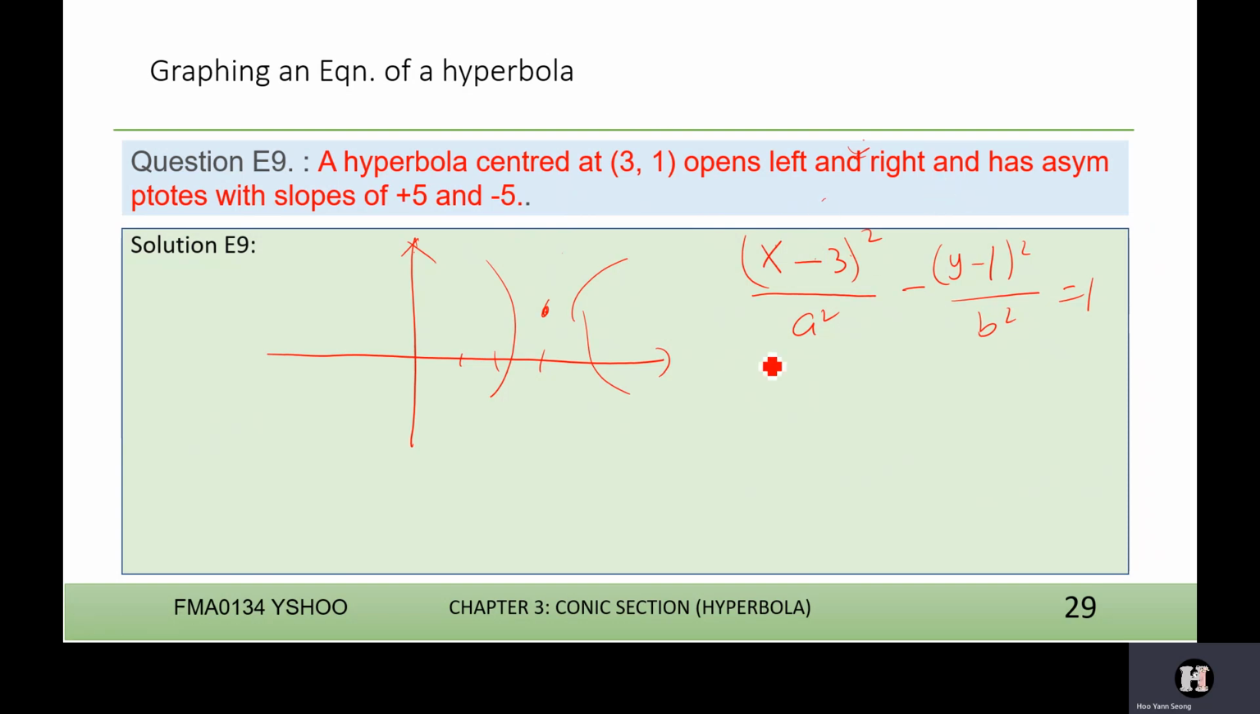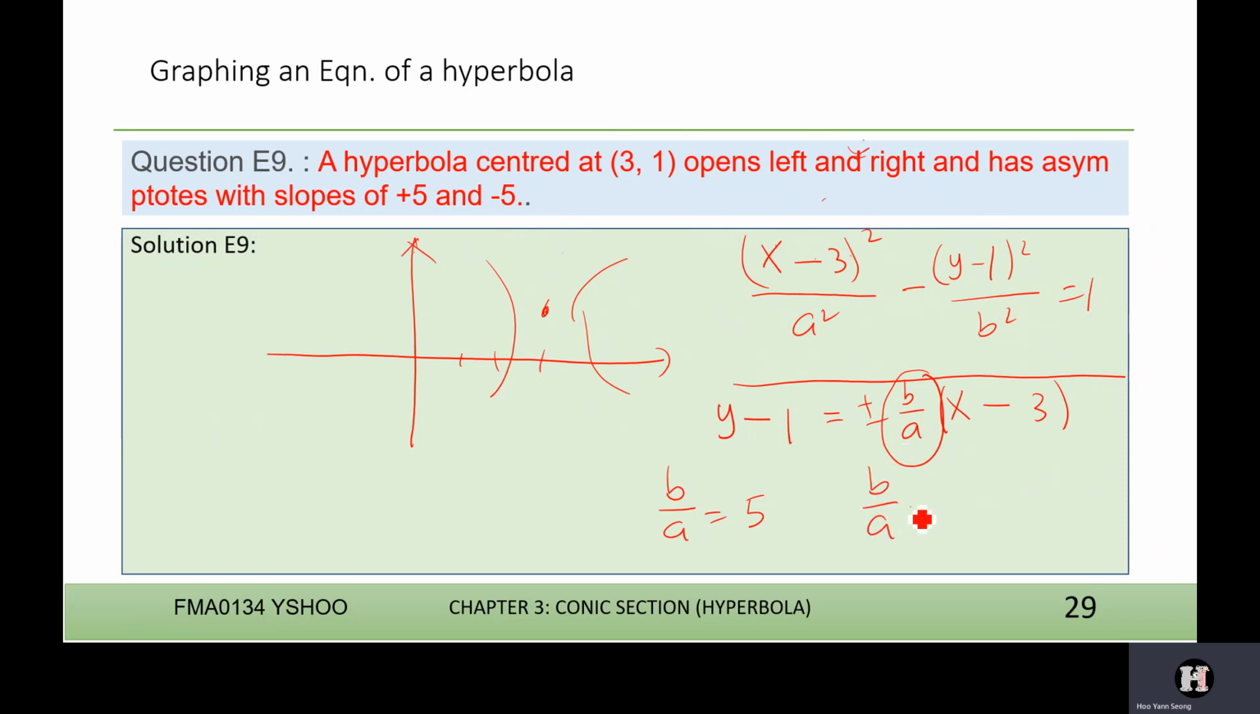Okay, then it says the slope. So how to find the slope? We have our asymptote y minus 1 equals plus minus b over a times x minus 3. So actually this one is your asymptote, so you know that b over a is 5, and the other b over a is -5. So then you can produce your a and b.